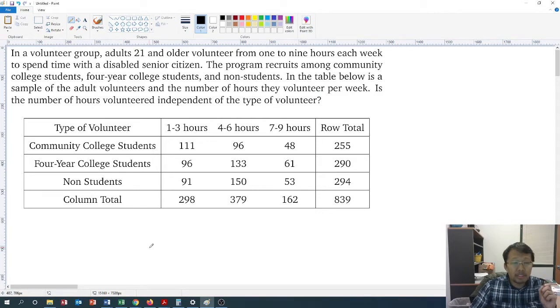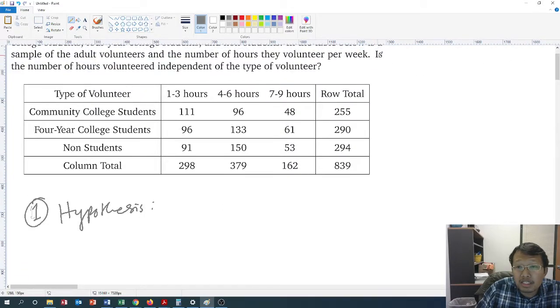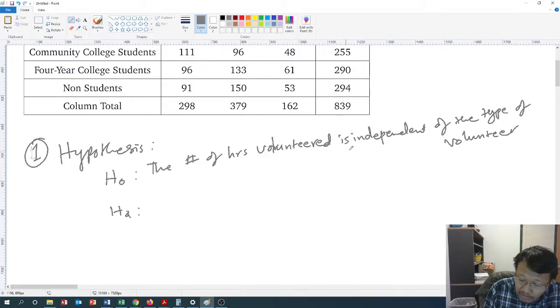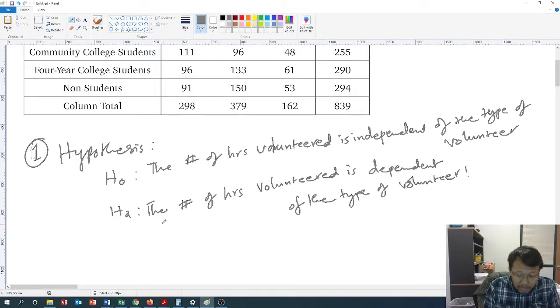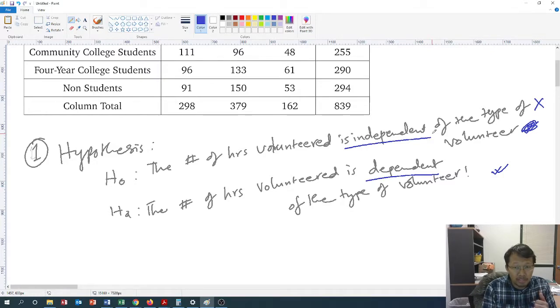First of all, let us go for the hypotheses. The last sentence asks: is the number of hours volunteered independent of the type of volunteer? So the null hypothesis is that the number of hours volunteered is independent of the type of volunteer. The alternative hypothesis is that the number of hours volunteered is dependent on the type of volunteer. In the first case there is no relation, and in the second there is some kind of relation. So the null hypothesis always talks about independence, and the alternative hypothesis talks about dependence.